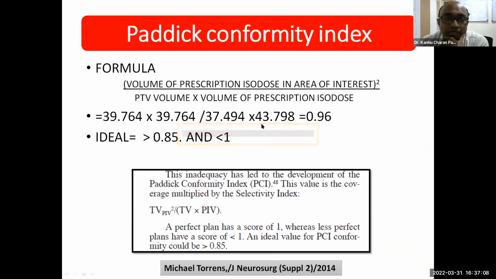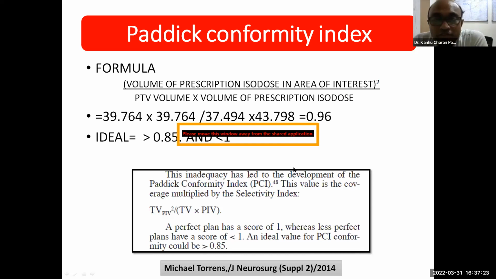Then another conformity index is known as the PADI conformity index. The volume of prescription isodose in area of interest squared by PTV volume and volume of prescription isodose. So you can do this, no need to calculate the conformity index for every plan. It is already given, inbuilt by default. You can show it in the DVH statistics table in the Monaco and ARIA planning systems.